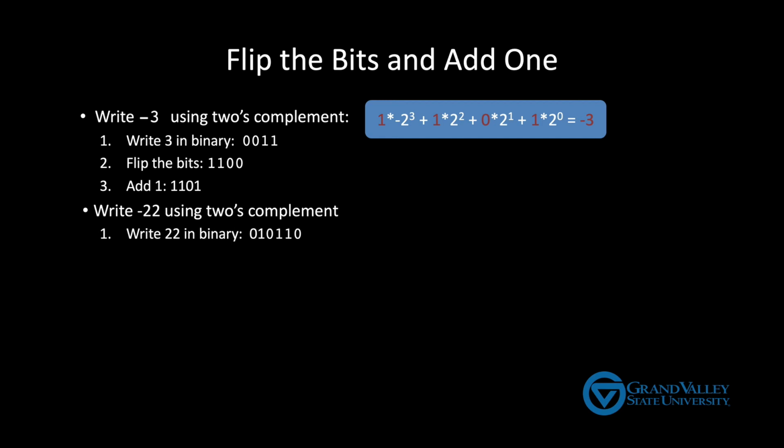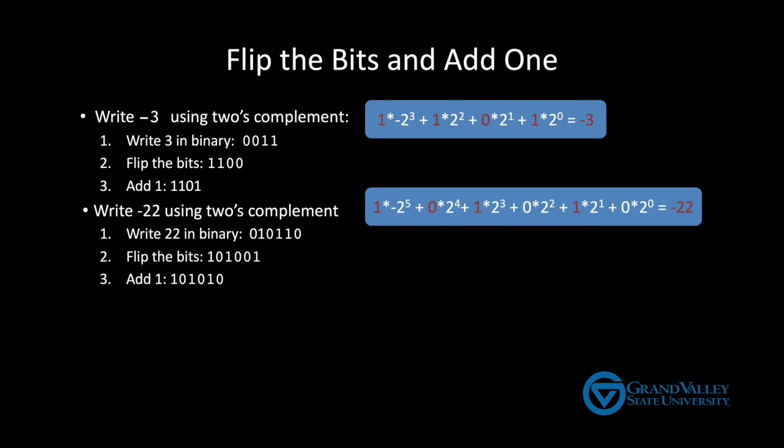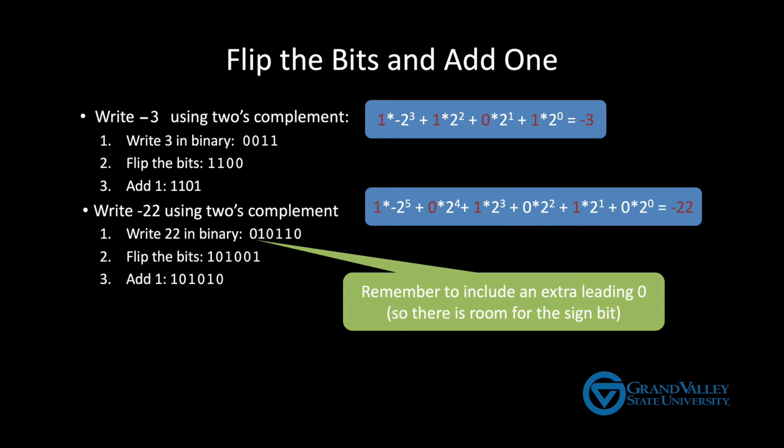Okay, so we write 22 in binary, 010110, flip all the bits, 101001, and then add 1, which gives 101010. We place this into the formal formula and we see that it does in fact encode -22. Notice that in the first step, when you write the number in binary, you need to include an extra leading 0. So there's room for the sign bit.